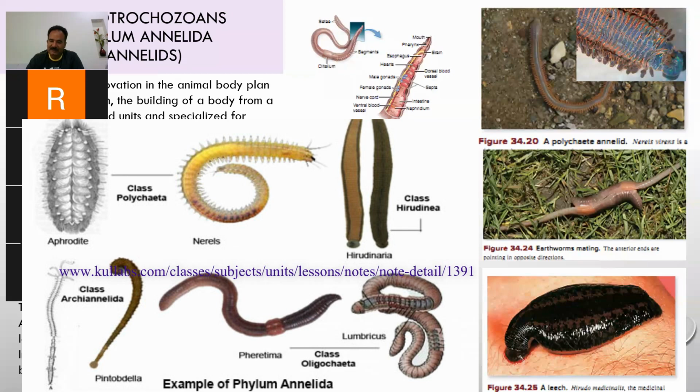The next class is Oligochaeta. We include earthworms in Oligochaeta, and these earthworms, you know very well, act as natural plows in our agro-ecosystem. The class is Hirudinea. This class includes leeches, and all these leeches are ectoparasites, and they don't have locomotory organs like parapodia, and they show gliding movement in water.